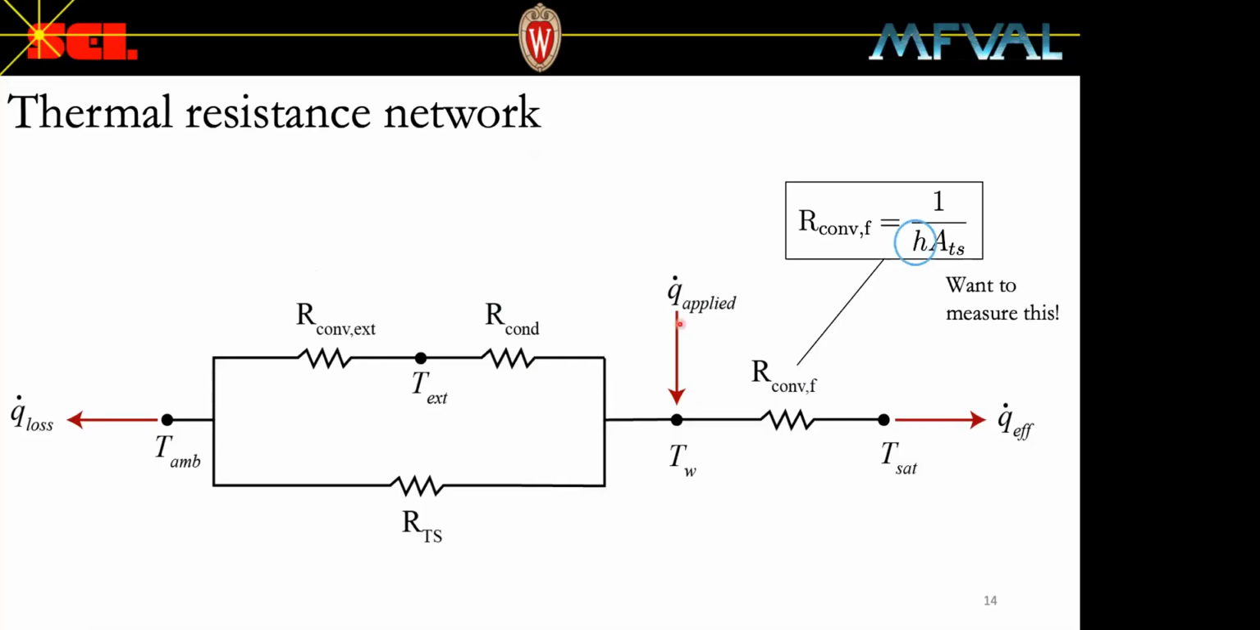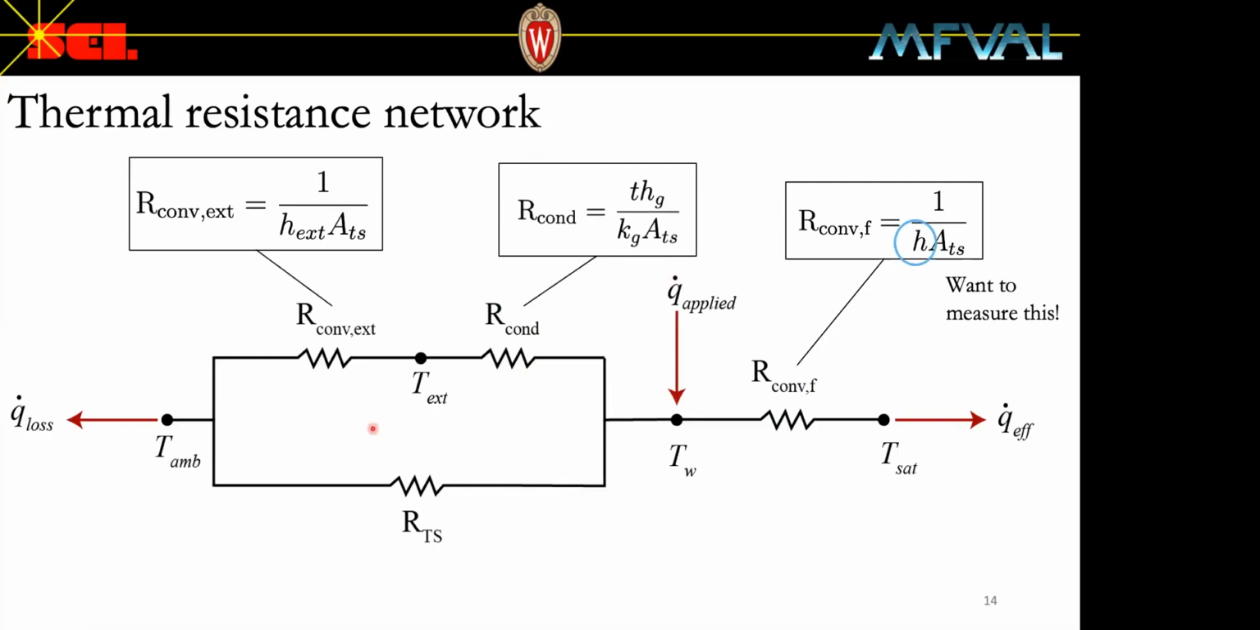The heat that's lost to the surroundings goes to the left from the center of the schematic here. The resistance associated with conducting through the glass is calculated using this equation, which contains all known quantities. The resistance associated with convecting to the ambient surroundings is shown here. The external heat transfer coefficient due to natural convection is labeled h sub EXT and circled here in red, and this is an unknown term.